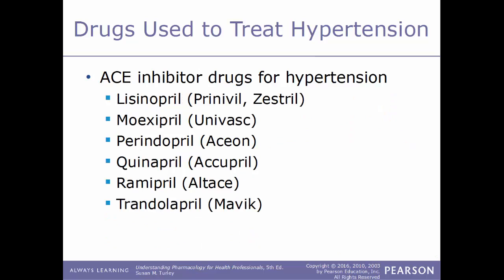More examples of ACE inhibitors: lisinopril, sold under the names Prinivil or Zestril; moexipril, sold under the trade name Univasc; perindopril, sold under the trade name Aceon; quinapril, sold under the name Accupril; ramipril, sold under the name Altace; and trandolapril, which is sold under the name Mavik.